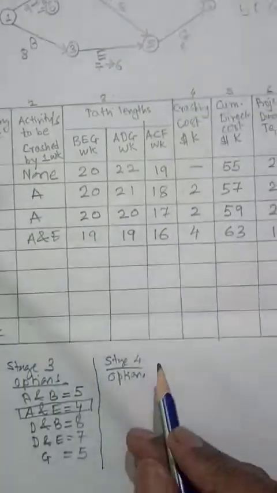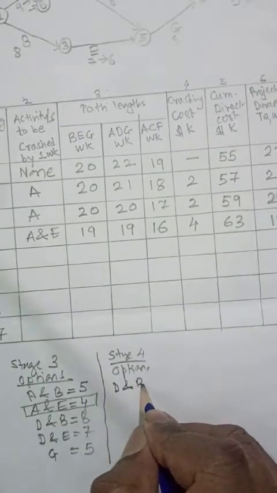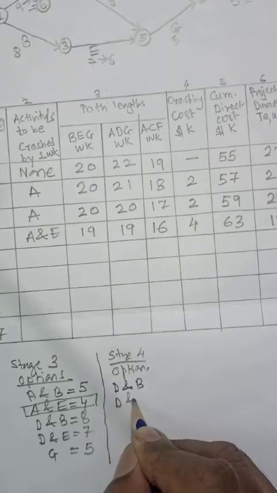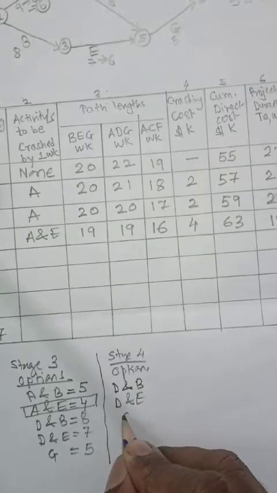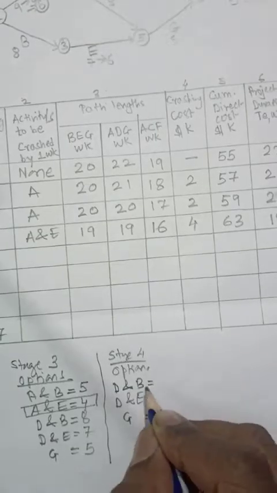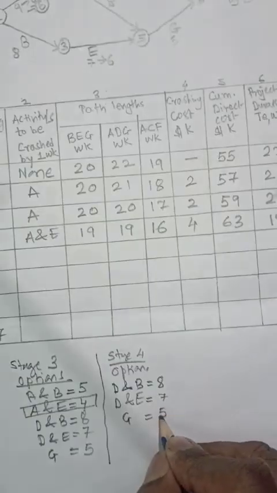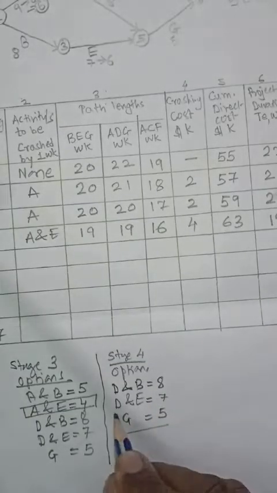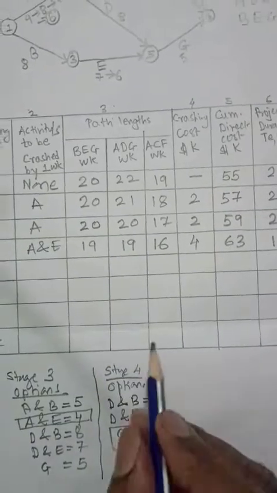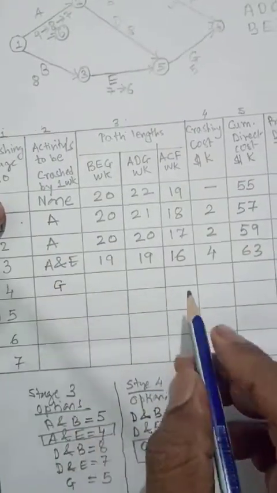So the options in the fourth stage available are D and B, D and E, and G. Out of this we can choose any one, and the cost will be 8, 7 and 5. So I will go for obviously G. So in the fourth stage I am going to use G, crash G.